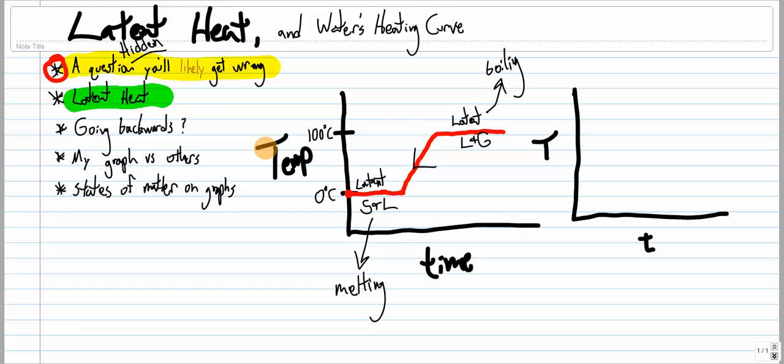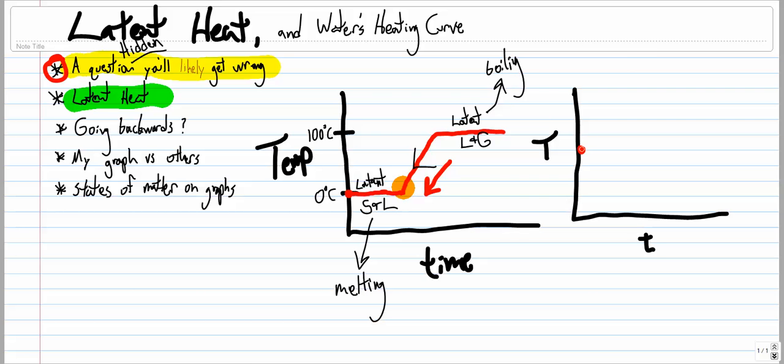But what if we have a sample and it's cooling off? Well, if we have a sample that's cooling off, then that means heat is going out. So that would be a graph that is going down. So we could have a graph that looked like this. Let's say we start with a sample that's in this neighborhood right here. So we've got a liquid and it's cooling off. We're going this way. So I'm going to start my graph right there.